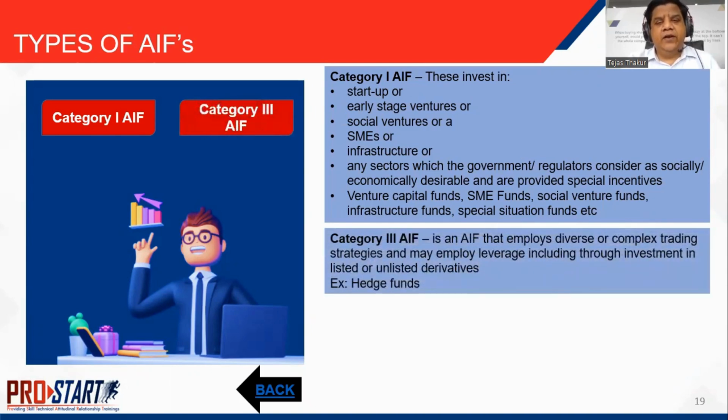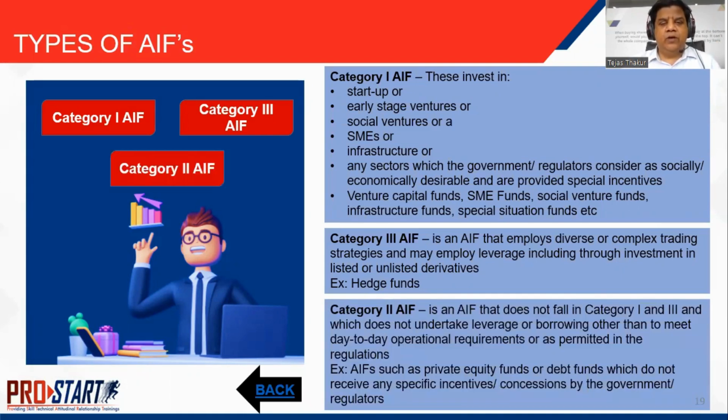We'll jump to category 3. It is an AIF that employs diverse and complex trading strategies. It may use leverage by the use of derivatives. It may invest in listed or even unlisted companies. So here what happens is, I use diverse and complex trading strategies. I may use leverage. I may use derivatives. I may invest in listed or unlisted securities. Classic example here is hedge funds.